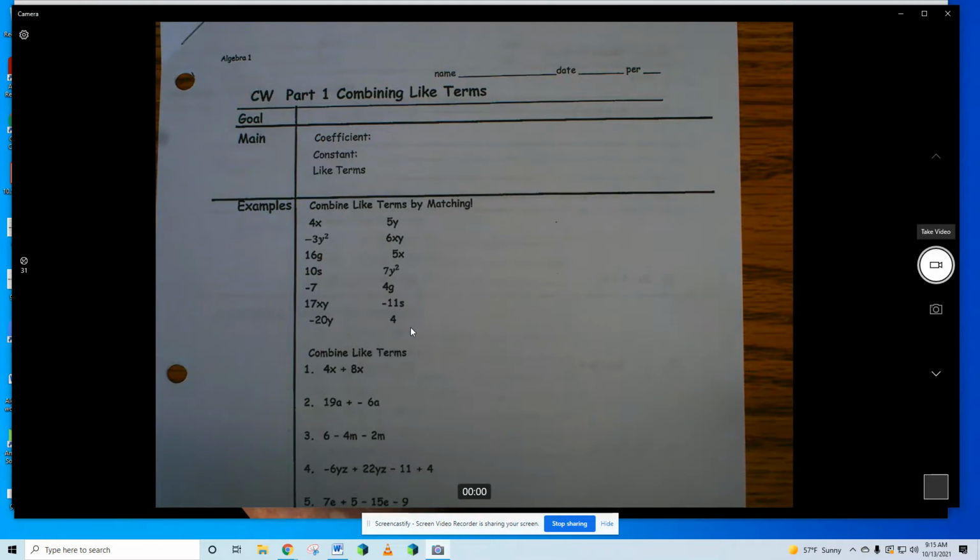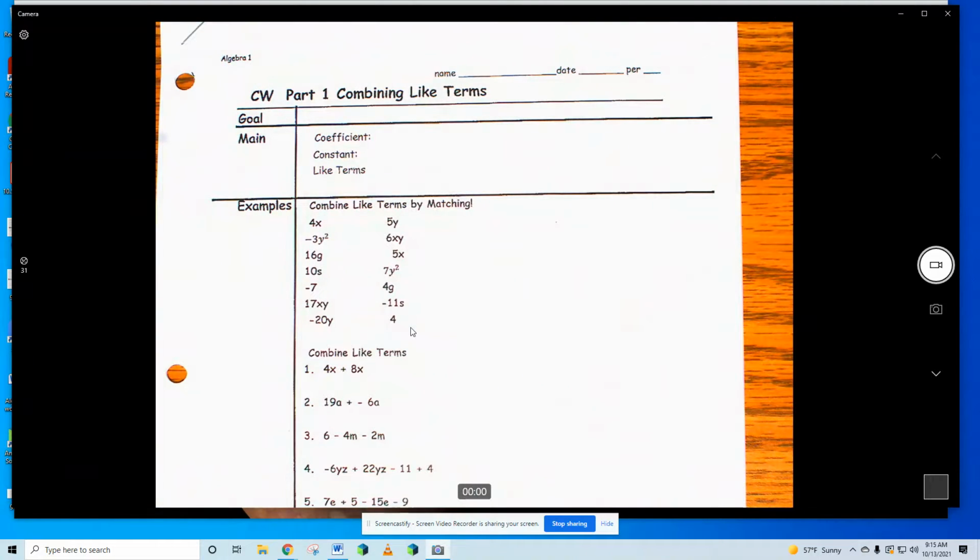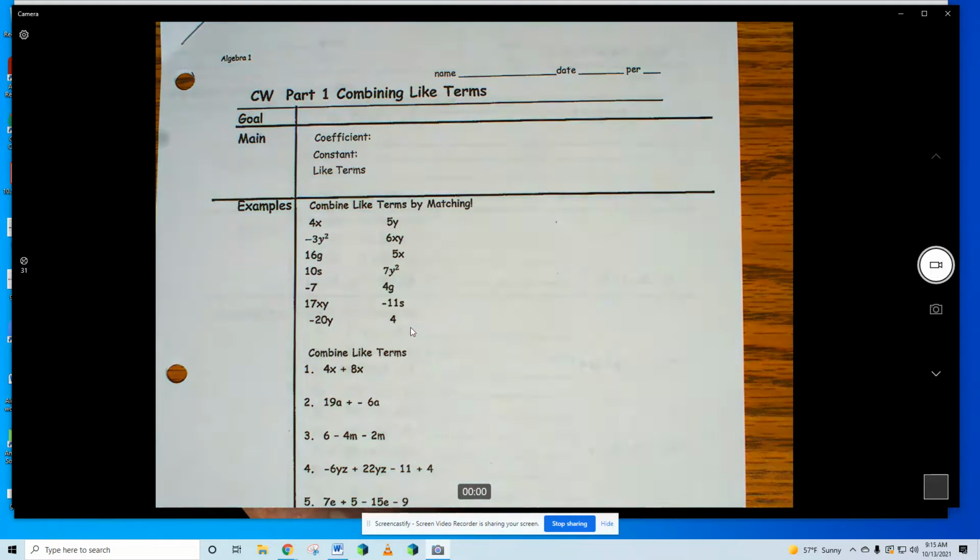Good morning. So this lesson is the beginning of Chapter 7. Chapter 7 talks about factoring and finding a trinomial and making it into two separate little pieces. So in order for us to do that, we need to be really good at combining like terms. And so we're going to spend 2 days on combining like terms.